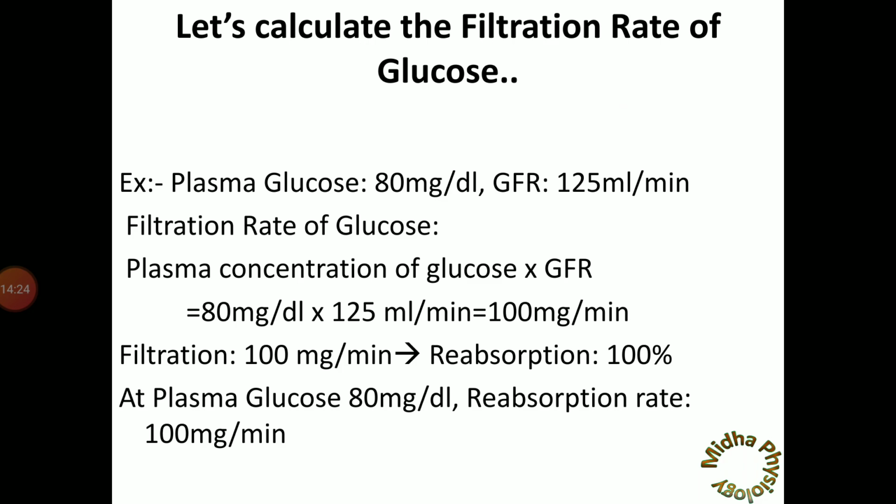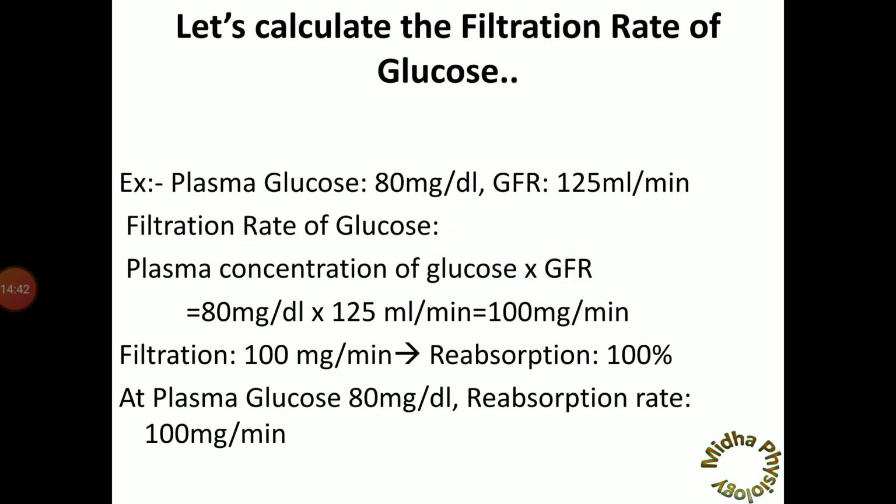Now let us calculate the filtration rate of glucose. Whenever we are trying to calculate the filtration rate of the glucose, firstly we have to know the concentration of the glucose in the plasma, and then since the filtration is occurring via the glomerulus, we have to know the glomerular filtration rate.